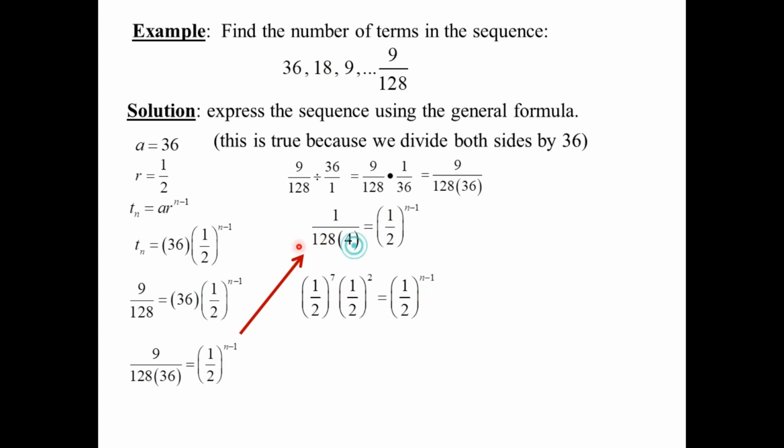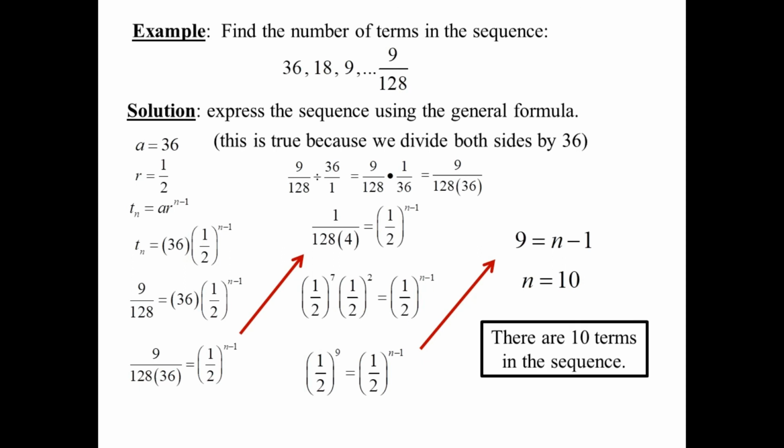And in this configuration, we keep the base and add the exponents. And now, using this logic, because the bases are the same, the exponents have to be equal. 9 must equal n minus 1. And now we've found it. n equals 10. And so there are 10 terms in the sequence.